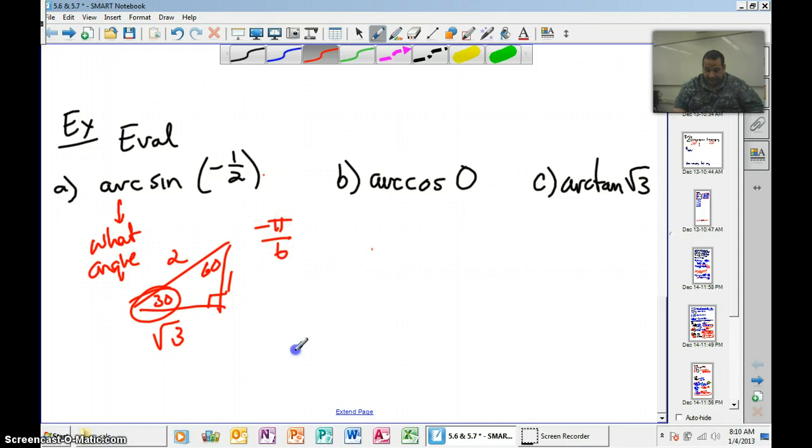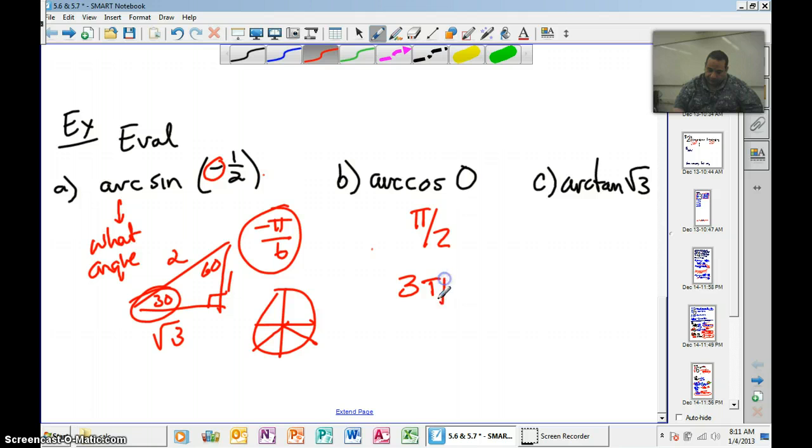Now, on the sine graph, it's negative in both those points. You can call that negative pi over 6. You can call that 11 pi over 6. You can call this 7 pi over 6, okay? It has many different ways to call it, but that's where the sine is negative 1/2. I saw where it's 1/2, and I just took that reference angle. Where is the angle whose cosine is 0? If you think about the unit circle, the cosine is 0 at the top and bottom. So this would be pi over 2 and 3 pi over 2.